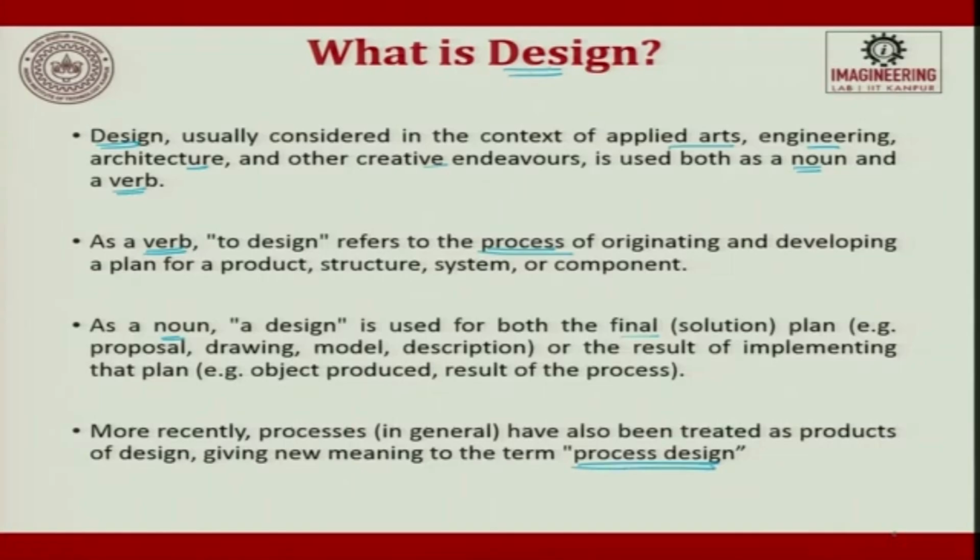So, initially we started with design. Design can be spelt in two ways. It can be spelt as a verb. It can be also represented as a noun. If it is a verb, it is a process. And then today what has happened, they have also started doing this process for processes of converting raw material into finished product. So, now it has become process design. When we talk about a noun, it is used for both the final plan or for preparing or implementing a final plan, we call it a design.